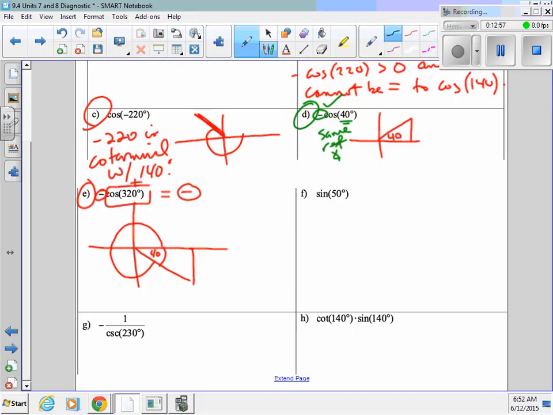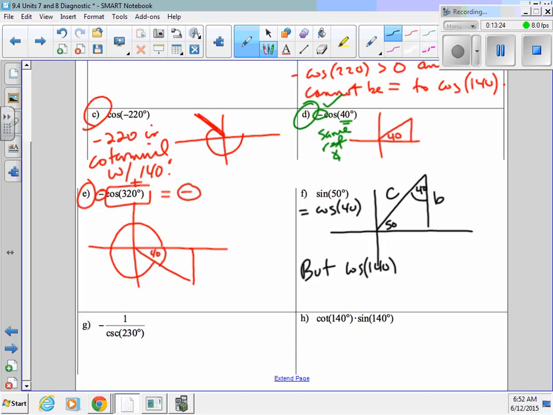All right, F, sine of 50. So sine of 50, that's an interesting one. If I have 50 degrees, notice I have 40 up here. Sine of 50 would be, I'm just going to call this B over C. So would the cosine of 40. So sine of 50 is actually equal to cosine of 40. But cos of 140 equals negative cos of 40, not positive cos of 40. So this actually is out. It's close. They have the same numerical value, but different signs.